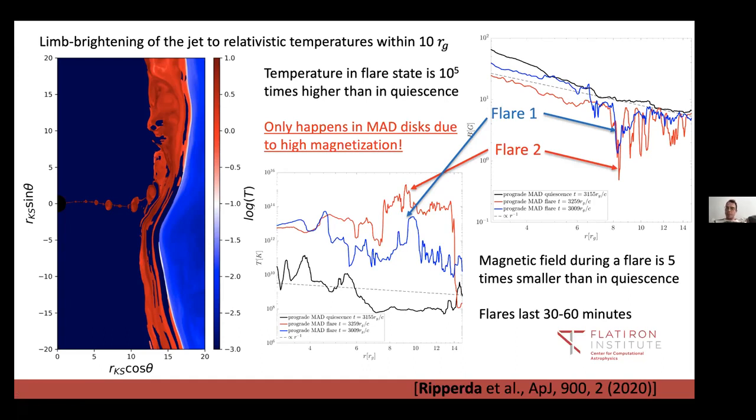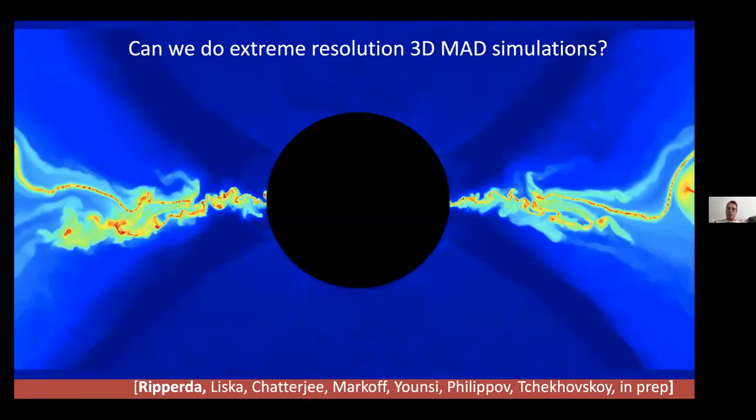In the MAD simulations, the flare lasts about 30 to 60 minutes, but probably due to the axisymmetry, the period in between flares is too short. It's also about an hour to 2 hours in Sagittarius A* time instead of 12 to 24 hours. Now, the main question that everyone will have, and Ferial also got a question about that already, is can we see the same process in 3D?